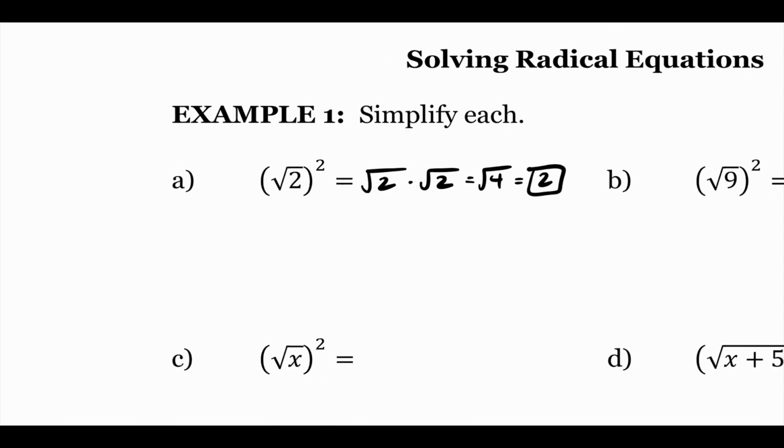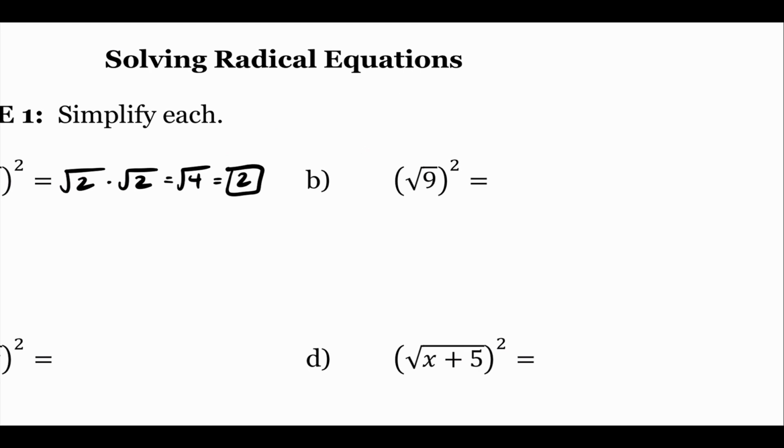Now let's do 1b. Same thing, but instead of 4, it's 9. So it's the square root of 9 times the square root of 9. They both have roots, so I can do the square root of 81. The square root of 81 is 9.